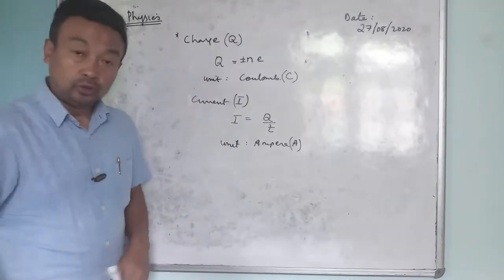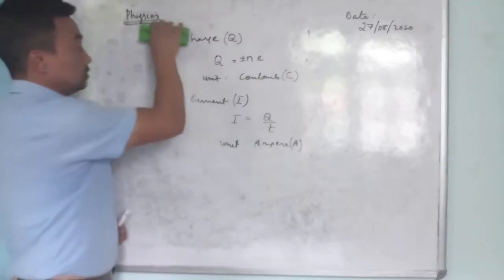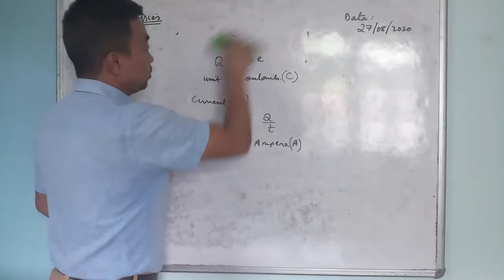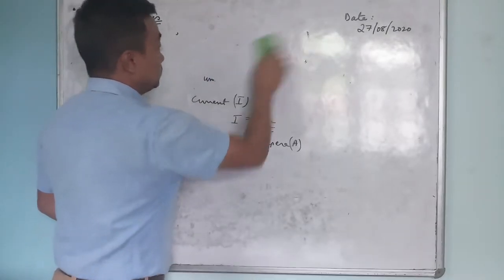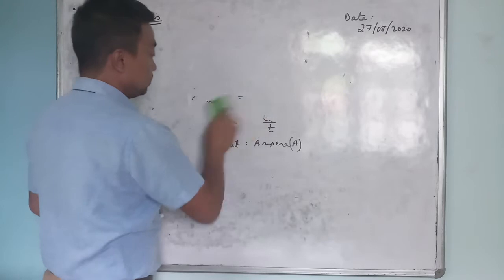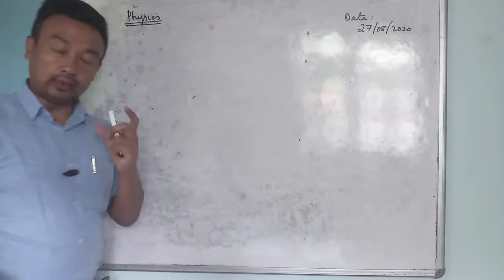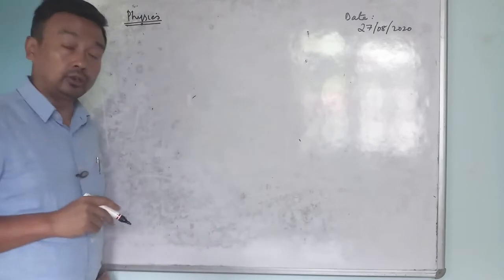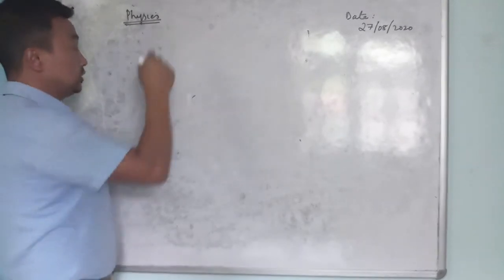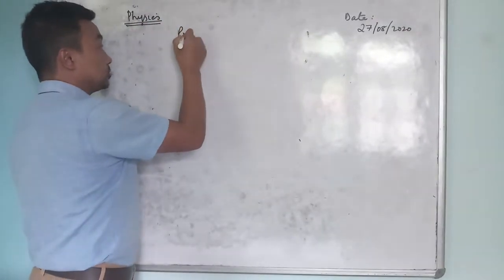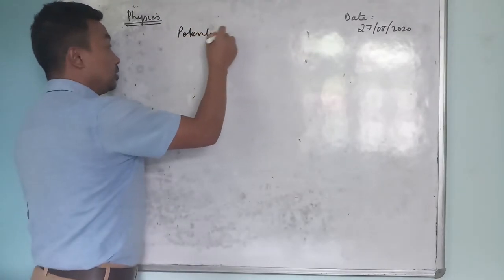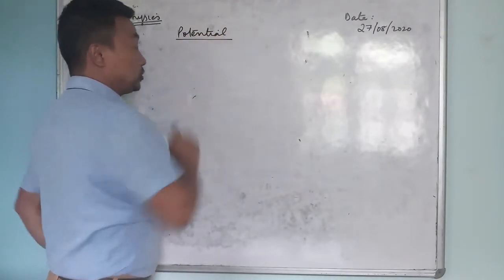Now, continuing this chapter, we will discuss two more important topics today. That is the potential difference, which can be taken as one physical quantity, and the second one is the resistance. Let us take potential first.